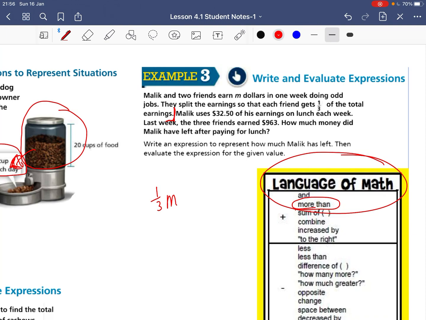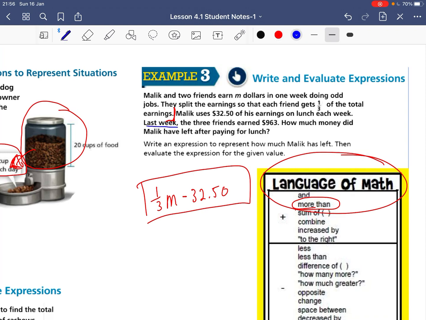Okay, then Malik uses $32.50 of his earnings on lunch money each week. So is he adding that to the 1/3 of M, or is he subtracting it? He's spending that on his lunch. Poor guy, he has to spend his money on his lunch. So there's our expression. All right, we have an expression there.